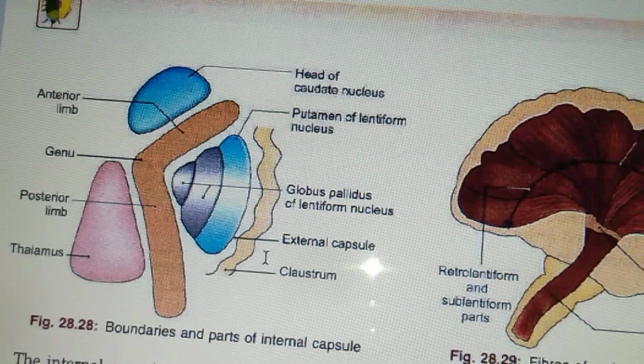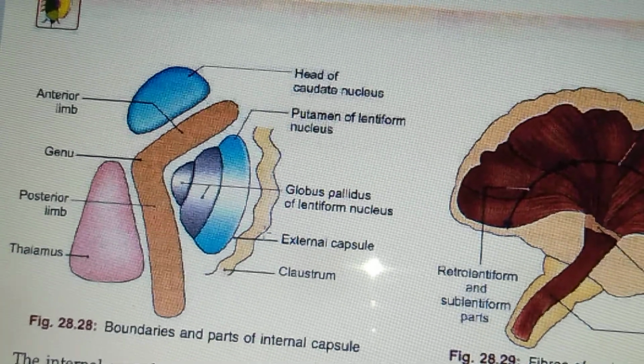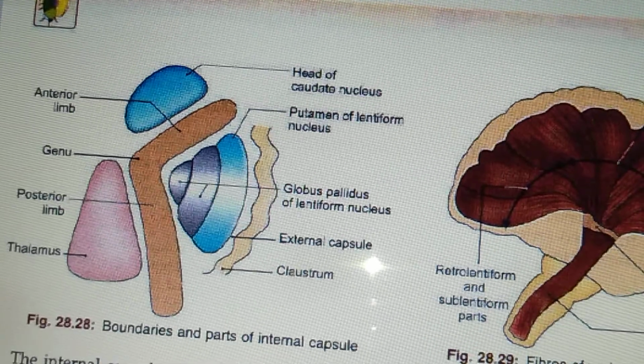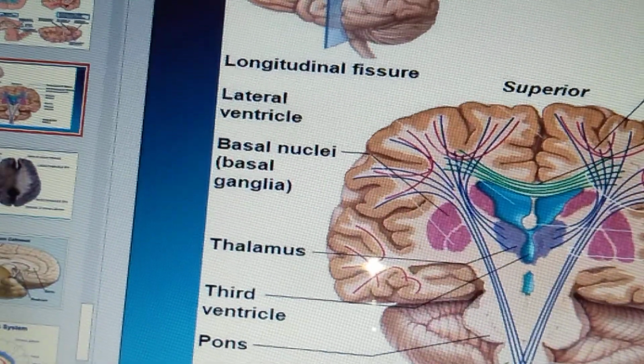for example, the brainstem and the spinal cord, like you can see in this diagram here.